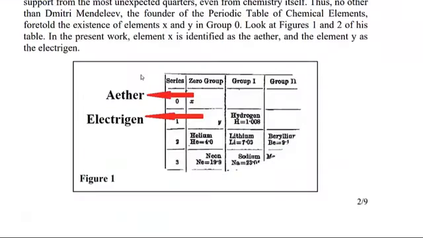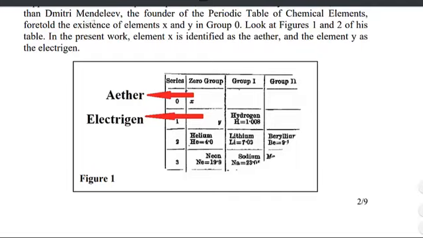In Yonel's paper, he talks about two new substances from the periodic table. Okay, this actually was not his idea. This was a prediction made by Dmitry Mendeleev. I'm not actually sure how to say that right. Mendeleev, the inventor of the periodic table, basically predicted that there should be two elements before helium in the inert gases.